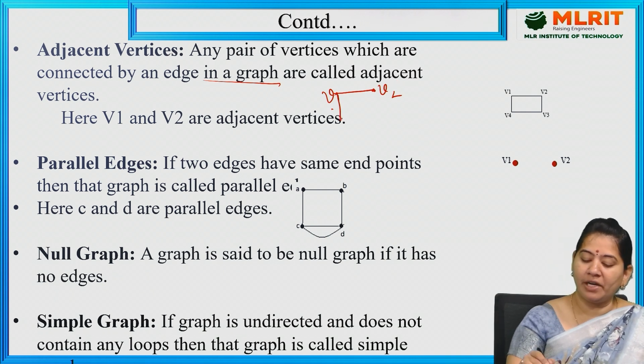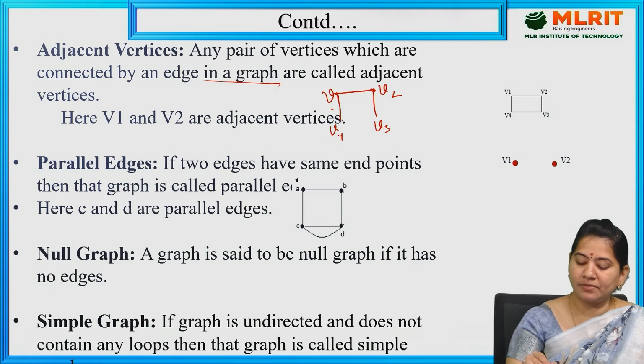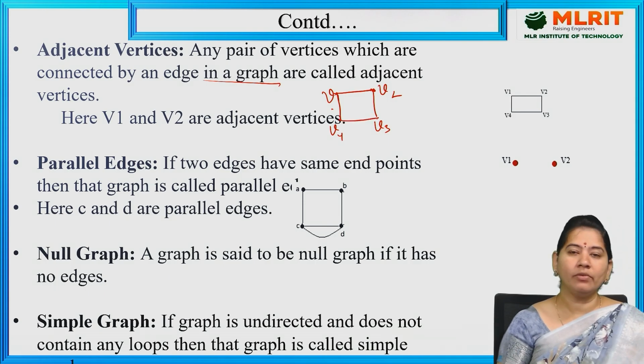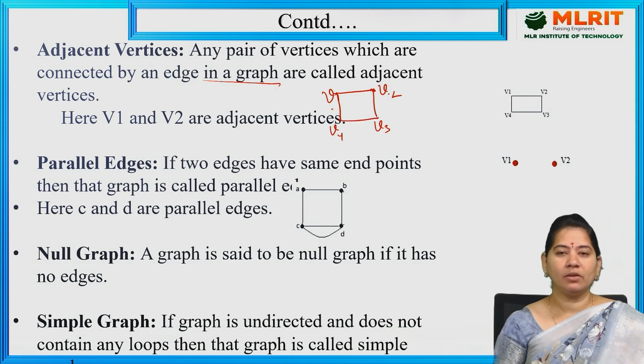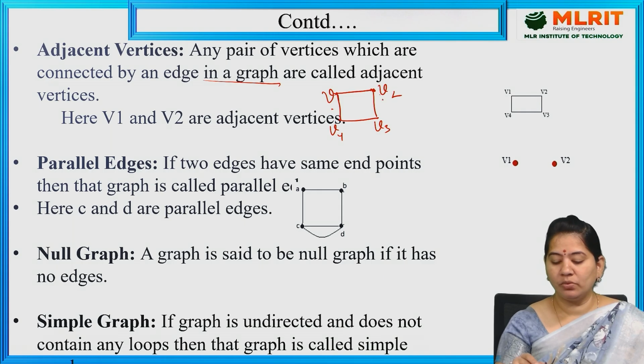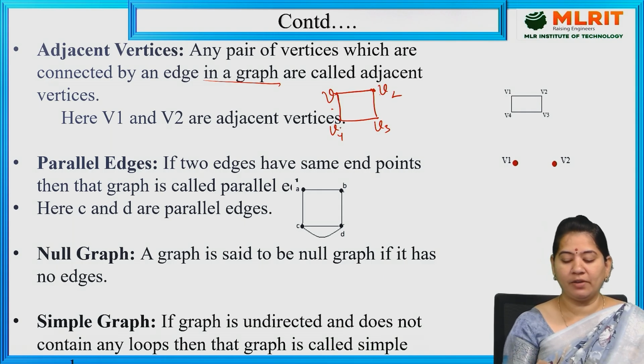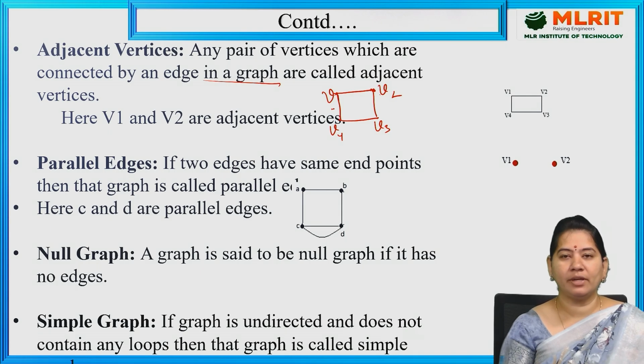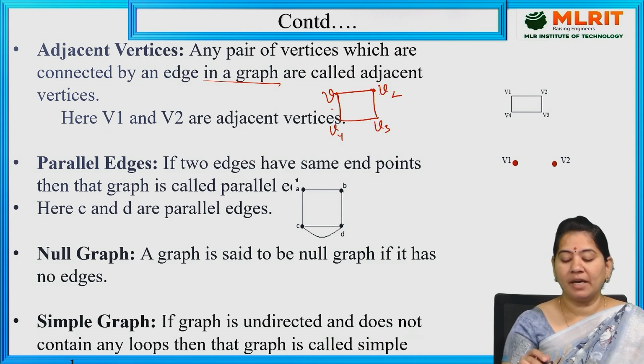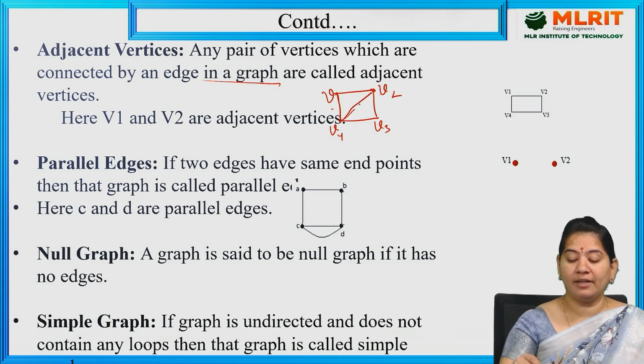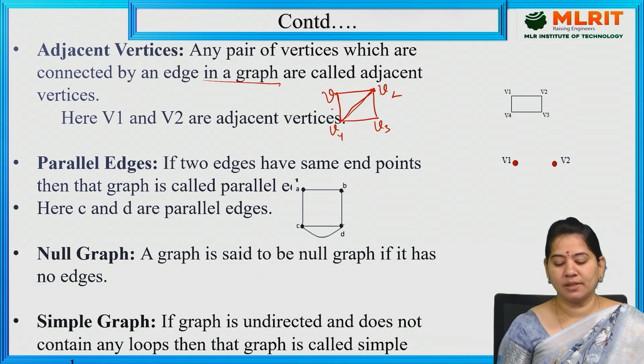In the same way, if I draw like this here, V3 and this is V4. Now if we observe, V1 and V2 are called adjacent vertices. V2, V3 are called adjacent vertices. V3, V4 are adjacent vertices. And V1, V4 are also adjacent vertices. So these are all adjacent vertices here. But if you observe, V4, V2 are not adjacent vertices. But if I draw like this V4 to V2, they are also called adjacent vertices.